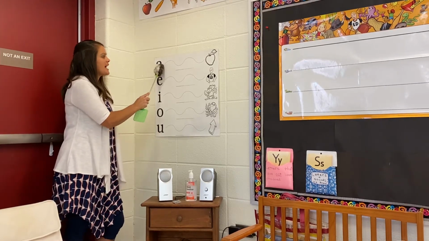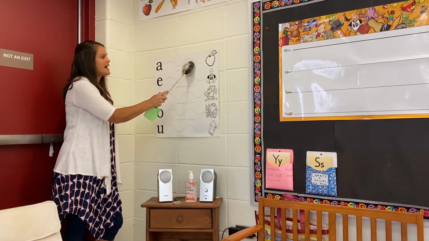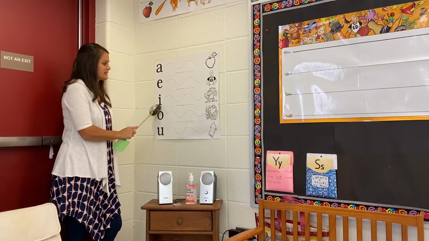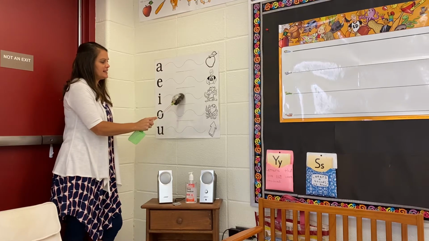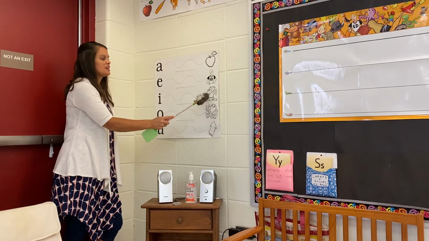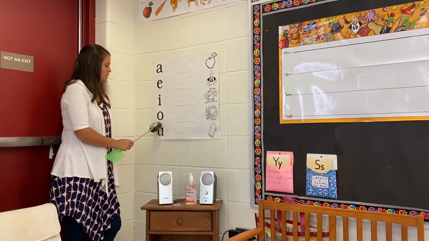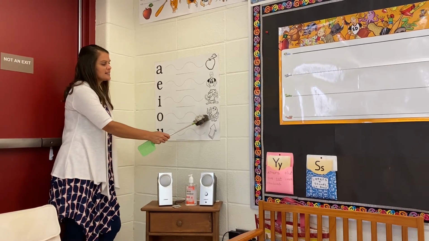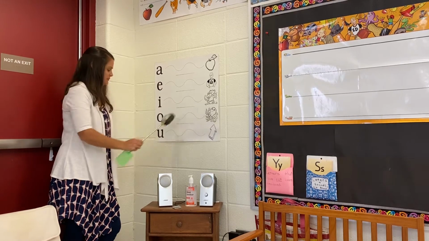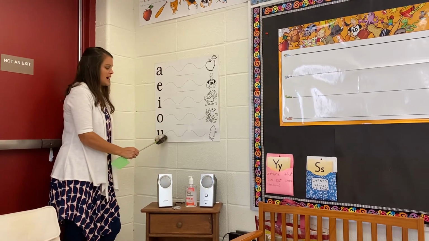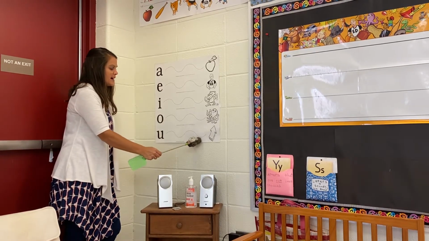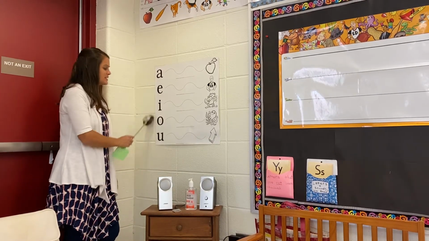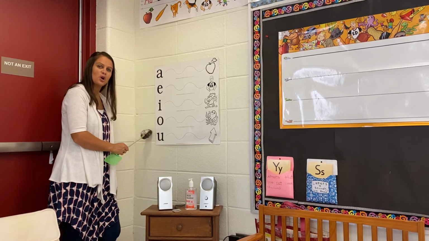A, apple, A. I, itch, I. O, octopus, O. U. Good, and just a reminder that the vowels say those sounds, but they also say their own name.